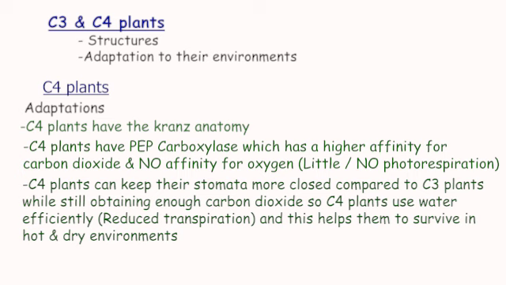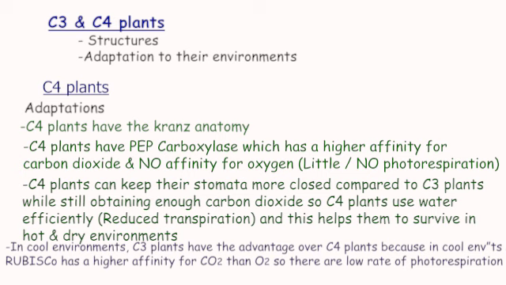but not in cool and moist environments. Now in cool environments, C3 plants have the advantage over C4 plants, and this is because in cool environments, Rubisco naturally has a higher affinity for carbon dioxide than oxygen. So there will be a lower rate of photorespiration, and the double fixation of carbon dioxide in C4 plants by PEP carboxylase and Rubisco basically uses extra energy, and C3 plants can grow faster because they spend less energy in carbon fixation. So C4 plants only have an edge over C3 plants due to their ability to reduce the rate of photorespiration.